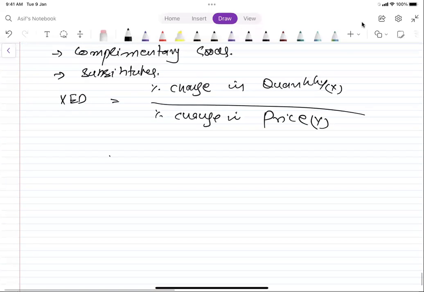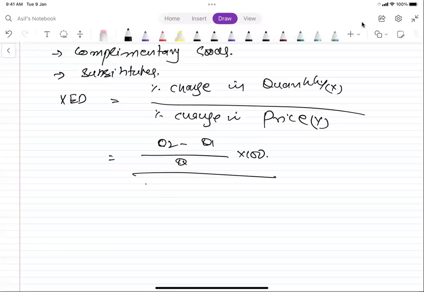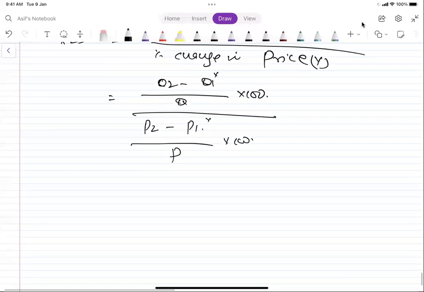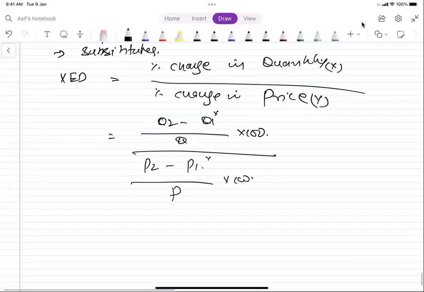This can be further elaborated as Q2 minus Q1 divided by Q1 times 100, divided by the percentage change in price, P2 minus P1 divided by P1 times 100. Here Q2 and Q1 are for product X, and P2 and P1 are for product Y. Now the situation becomes a little complex again, because there are two types of products that have two types of relationship with the primary product.